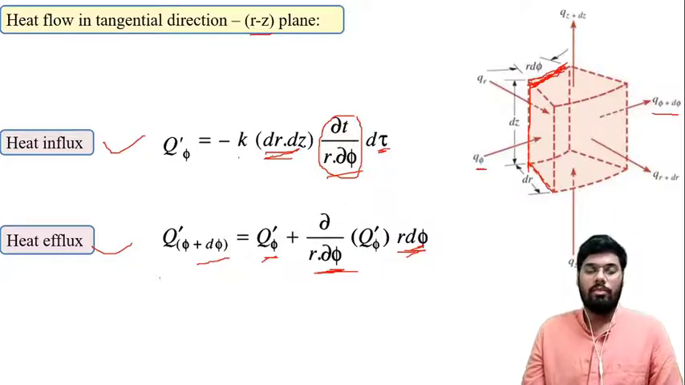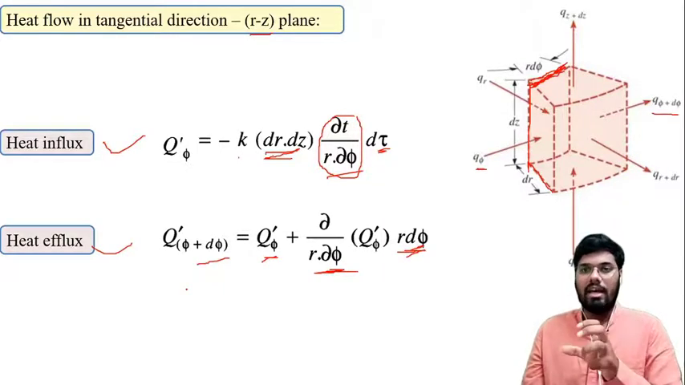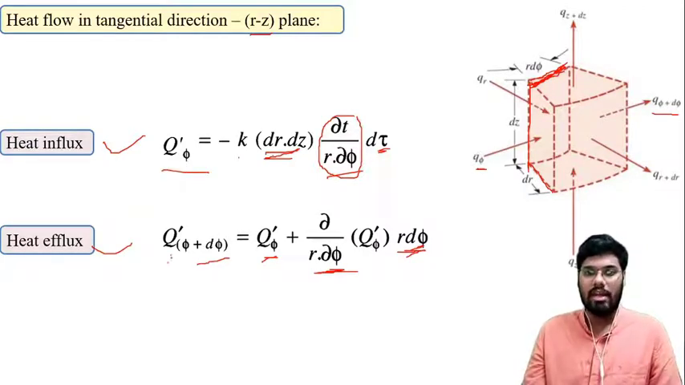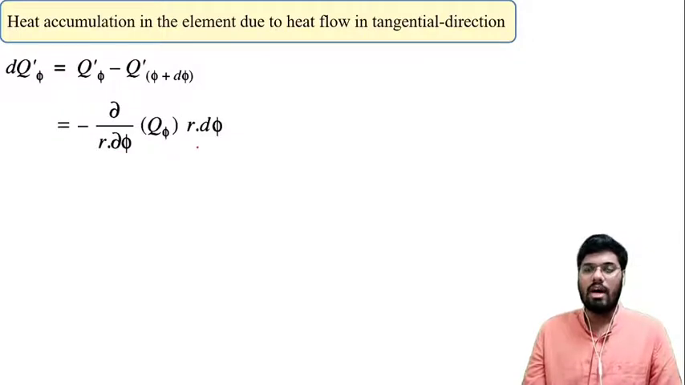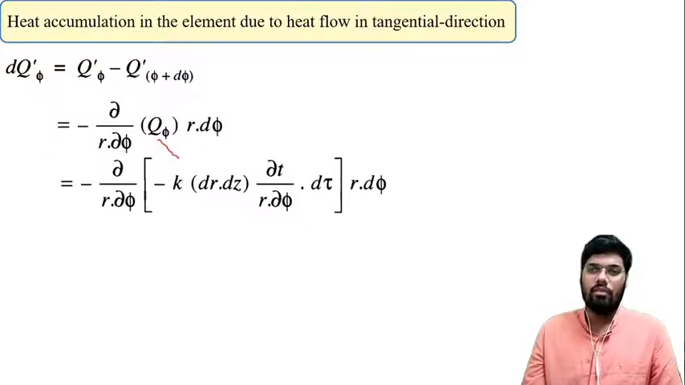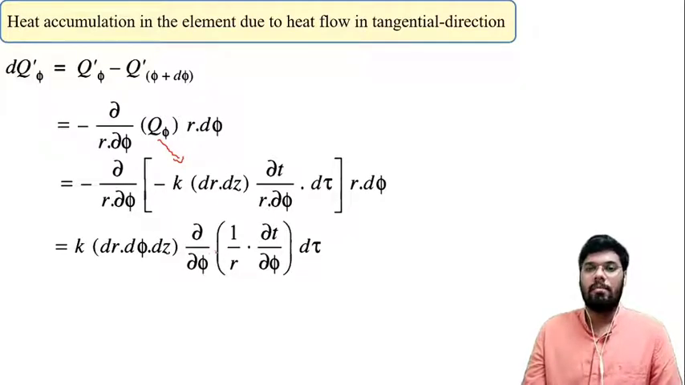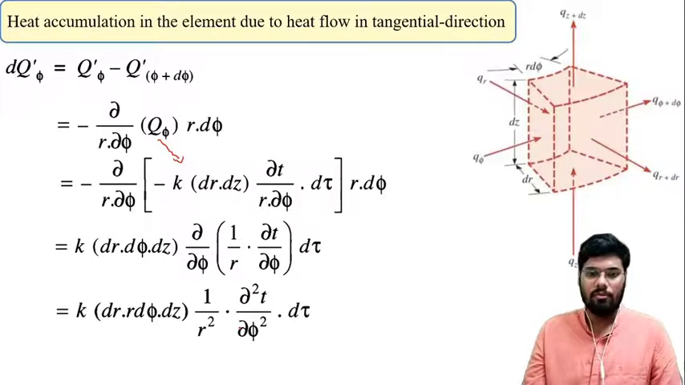Now the amount of heat which is going to be accumulated in the element due to traveling in the phi direction would be q phi minus q phi plus d phi. So these two terms will cancel out. What will remain? The remaining term would be minus del by r del phi of q phi r d phi. Putting the value of q phi in this equation and simplifying, this is 1 upon r, this is del by del phi, so 1 upon r will be common, and it would be del 2T by del phi square. This is our simple form.